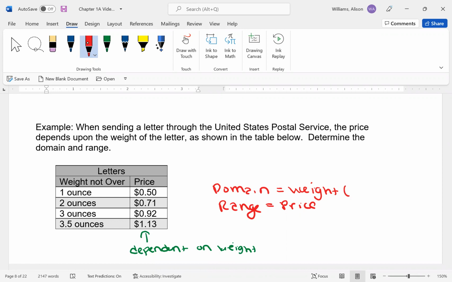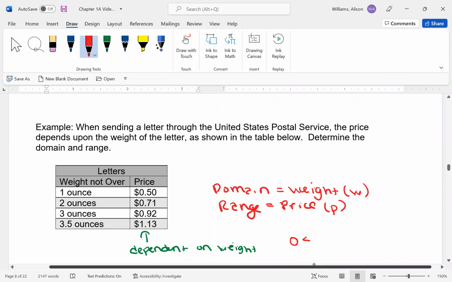So a nice way of expressing the domain would be to say that the weight, where we'll use W to represent weight and P to represent price, would need to be bigger than or equal to 0. No, 0 doesn't make sense when you're talking about weight, because a letter isn't going to weigh 0 ounces. If it did, it wouldn't exist. So W needs to be bigger than 0, but smaller than or equal to 3.5 in order to use this price scenario. That's how we can express it as an inequality.